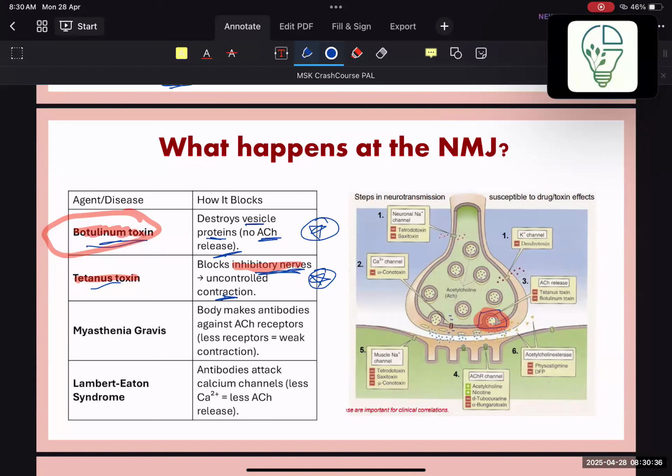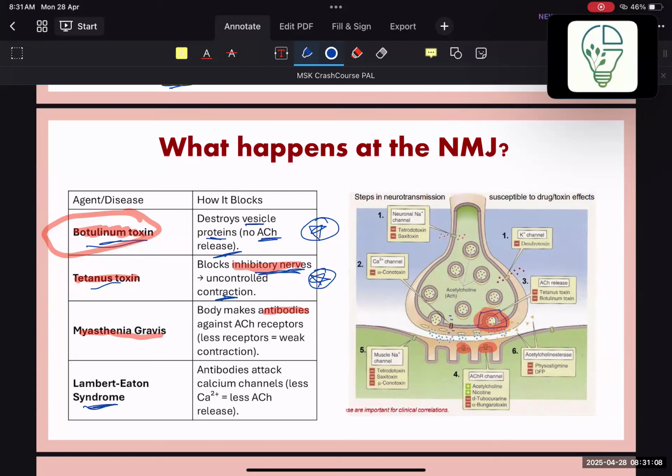Now, the doctor also introduced an autoimmune disease called myasthenia gravis. The way this disease works is that you have antibodies against the ACH receptors over here in the postsynaptic terminal. These antibodies will attack the receptors and destroy them. And because you have fewer receptors, you're going to have weaker contractions, because obviously you're not causing the same physiological changes anymore.